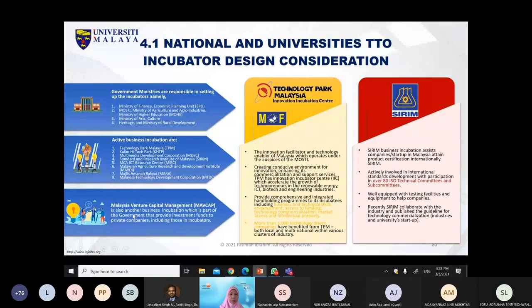And not forgetting the Malaysia Venture Capital Management as another business incubation, which is part of the government that provides investment funds to private companies, including those in incubators. So basically, if you already have your innovation and you have a partner company, a private company, please get this Malaysia Venture Capital funding. Okay, and we also have SIRIM. SIRIM also does a lot of certification.